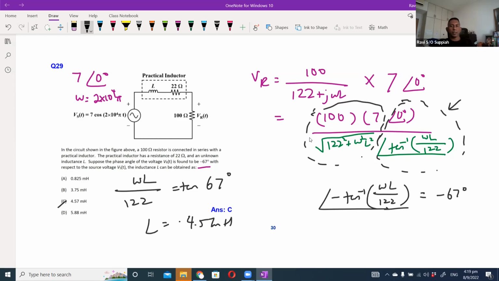In this question, basically, we have two portions, correct? The magnitude and the phase. But since we are given the phase, we just use the phase information to solve for the unknown, which is the L.